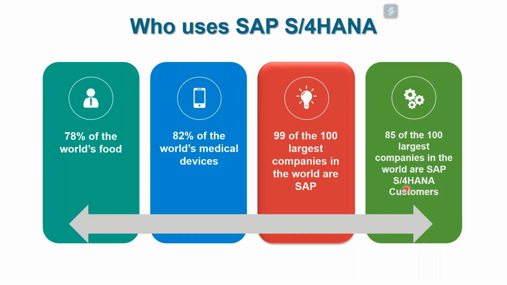And that's why these big companies are so important, right? Because they set the tone for the whole industry. What these companies do, others follow. These companies are looking at AI, so others are also looking at AI. These companies are moving to S/4HANA, so others are also trying to move to S/4HANA.